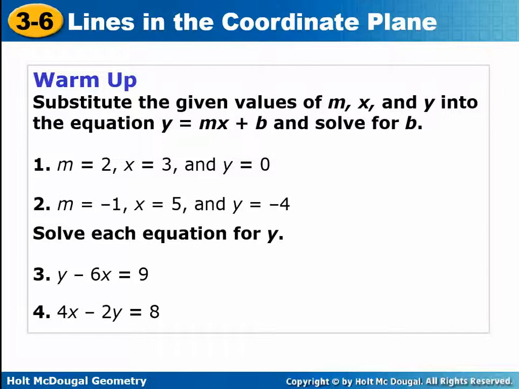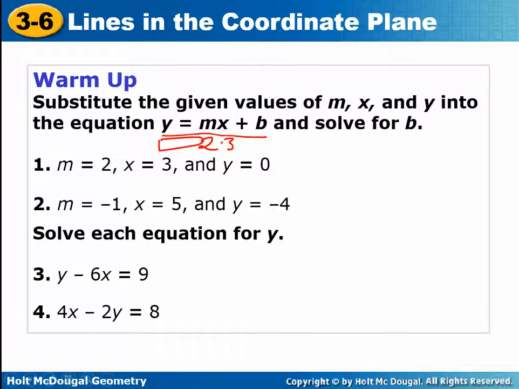So the first part is you're just going to substitute the values of m, x, and y into the equation y equals mx plus b, which you should recognize as the slope-intercept form of the line, and then solve for b. And then in the second part, just solve for y. So y equals is how we want it. So do these problems. To do number 1, you would put 2 in for m. X is 3, mx, that means times, and y is 0.